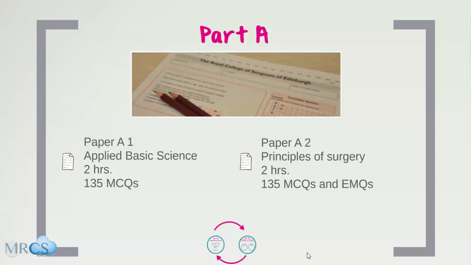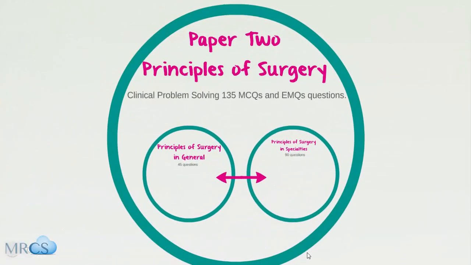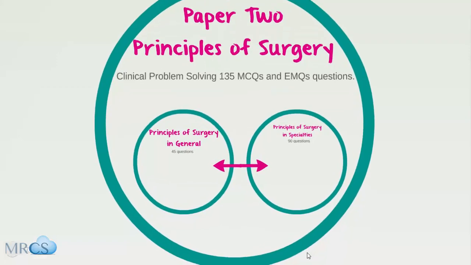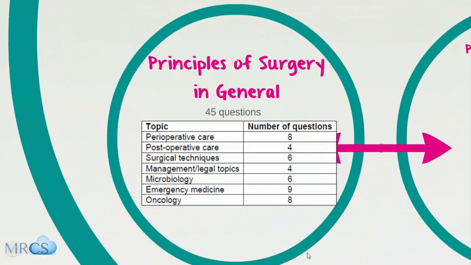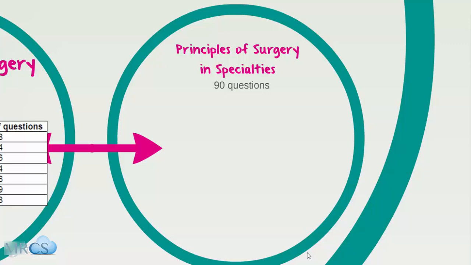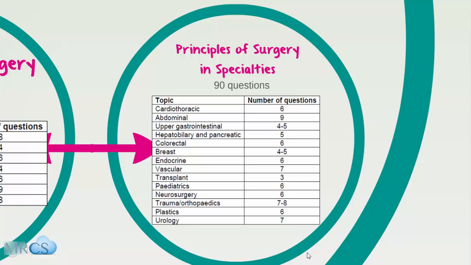Paper A2, let's go to paper A2. It's Principles of Surgery. It contains clinical problem solving, 135 questions, a combination of multiple choice questions and extended matching questions. Principles of Surgery in general has 45 questions, covering topics like preoperative care, postoperative care, and other topics in the general principles of surgery. The other part is Principles of Surgery Specialties, 90 questions. It covers each specialty of surgery with the number of questions, like appearing now for you.